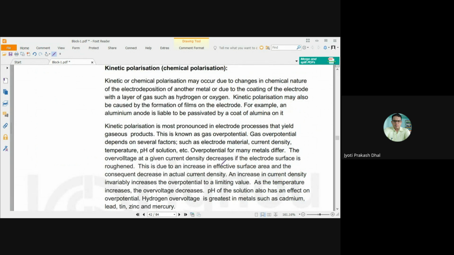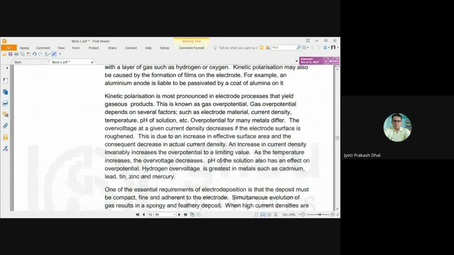So this type of polarization occurs due to changes in the chemical nature of the electrode, deposition of another metal, or due to the coating of the electrode with a layer of gas such as hydrogen or oxygen. The kinetic polarization may also be caused by the formation of films on the electrode. For example, an aluminum anode is liable to be passivated by a coat of aluminum oxide on it. So the kinetic polarization is most pronounced in electrode processes that yield a gaseous product. This is known as gas overpotential.